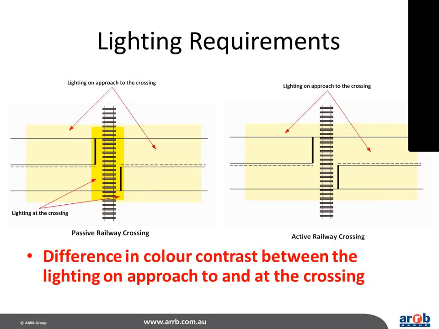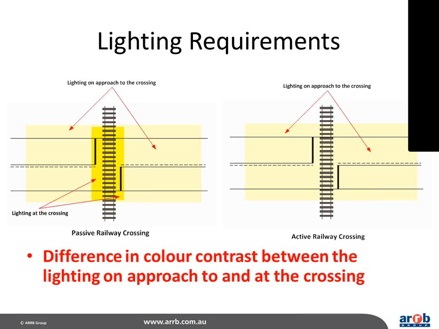One key term that I would like you to keep note of is the difference in color contrast between the lighting approach to and at the crossing. This is perhaps the most important point of the webinar. And the reason that's why I highlighted it in red, because when it comes to lighting at railway crossings, we're looking at lighting the approach and at the crossing. The contrast needs to be different. There needs to be a clear difference in color contrast between the approach and the crossing.